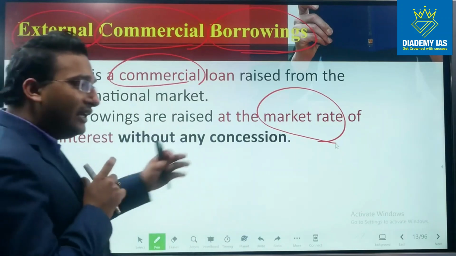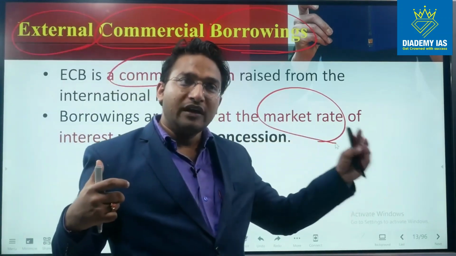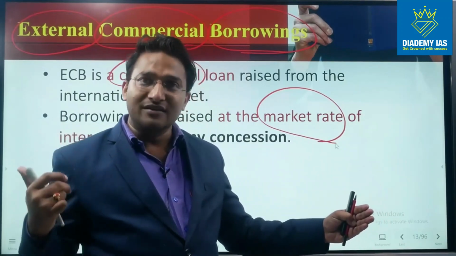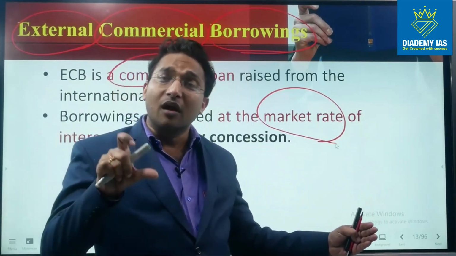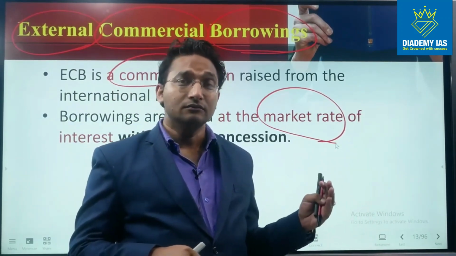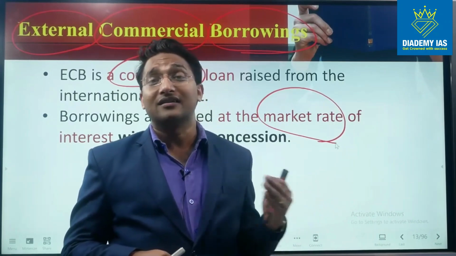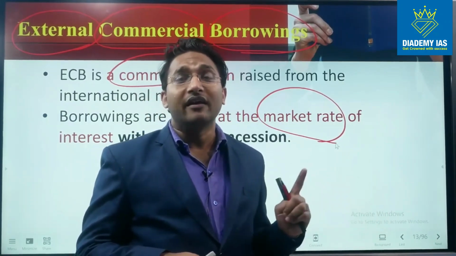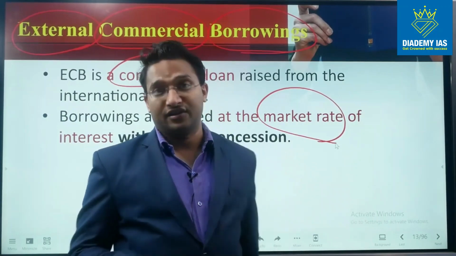So if we compare ECB with external assistance, ECB is raised at the market rate of interest and external assistance is raised at a comparatively low rate of interest, right? So when I compare it with external assistance, in case of ECB, the rate of interest is at the market rate.